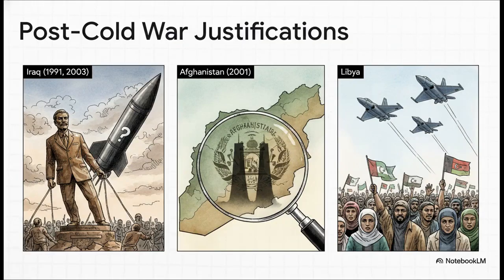So what did these new priorities look like? Well, in Iraq, the justification went from kicking an invading army out of Kuwait to later removing a dictator over supposed weapons of mass destruction. After 9/11, the war on terror became the #1 driver, which led directly to the invasion of Afghanistan to take out al-Qaeda and the Taliban. And in places like Libya, intervention was framed more around humanitarian crises and supporting a popular uprising.